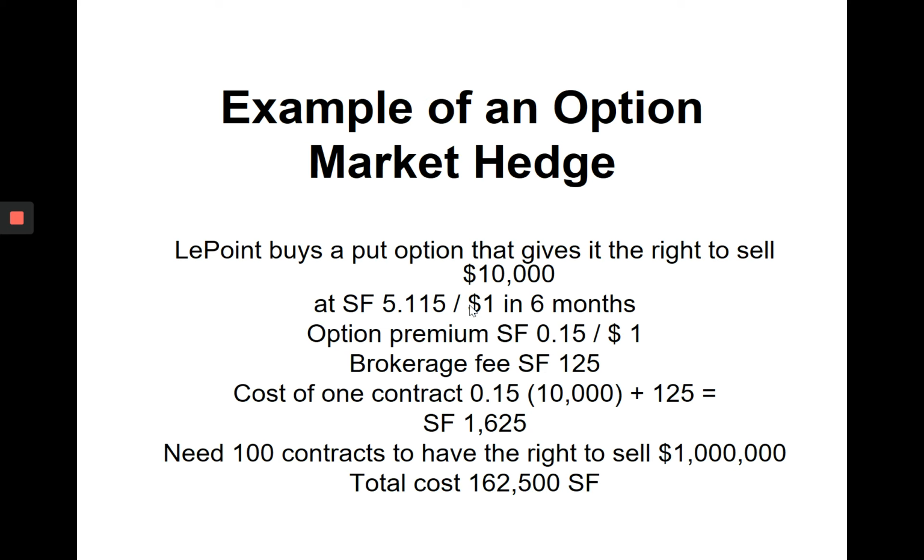Cost of one contract is 15 Swiss franc cents for every dollar that we cover. And a contract is $10,000, so multiplied by 10,000 plus a brokerage fee of 125, so 1,625 Swiss francs is the cost of one option. Multiplied by 100, and then you would get $1,000,000 of coverage, and that would cost you 162,500 Swiss francs.